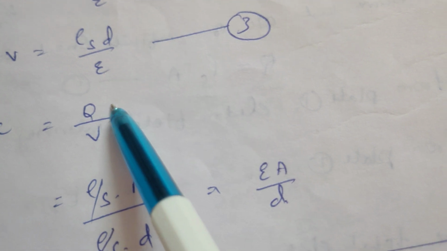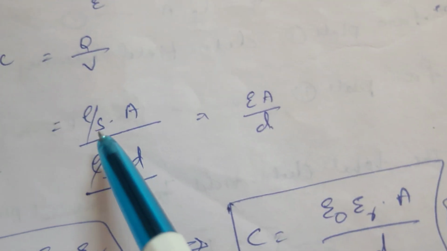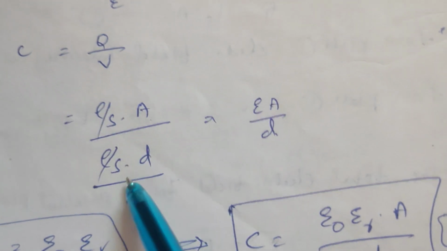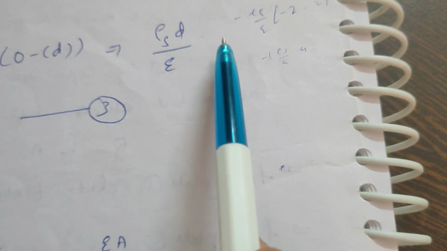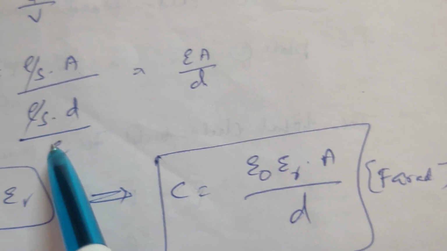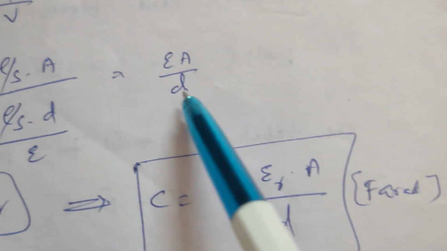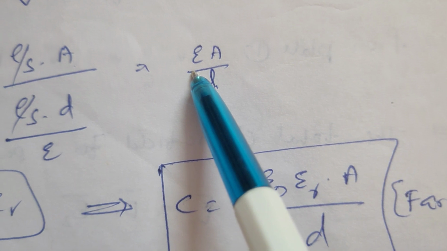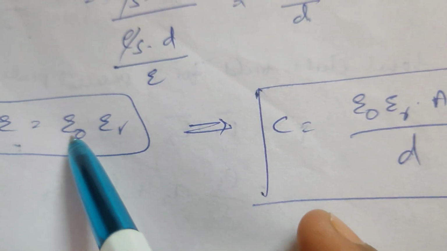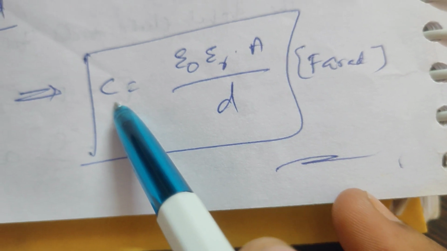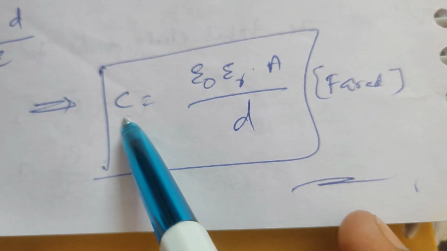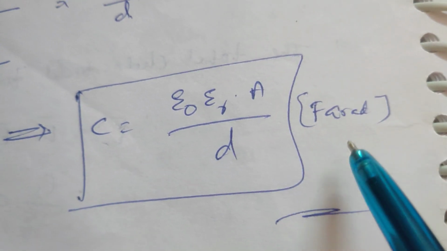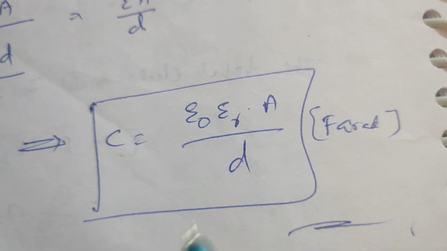Therefore the capacitance C is equal to Q by V. Upon substituting Q equal to rho s into A and V equal to rho s into d by epsilon, and simplifying, we get the capacitance C equal to epsilon A by d. Epsilon is the permittivity, the product of absolute permittivity and relative permittivity. Therefore the parallel plate capacitance C is equal to epsilon A by d, which is equal to epsilon naught into epsilon r into A by d, in farads. Thank you.